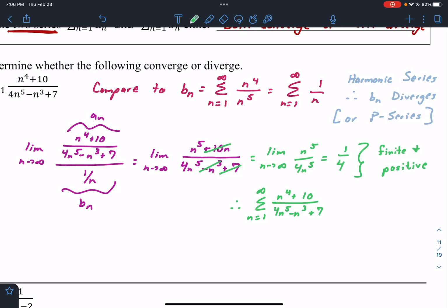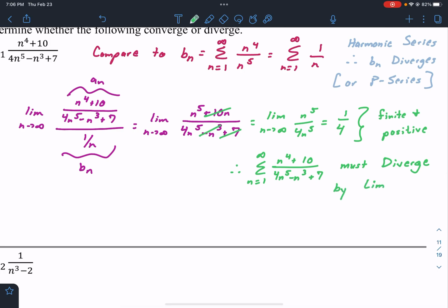So we're going to say because this is finite and positive, that doesn't mean it converges. It just means that these are behaving the same way, because basically I had a limit, and because this limit is going to a number, their behavior has to be similar enough. This isn't going to infinity. So it has to be similar enough that they're behaving the same way. So we're going to say this must diverge, or diverges.